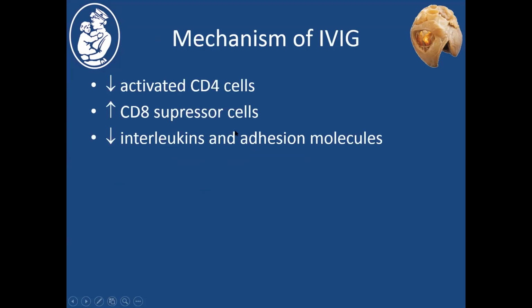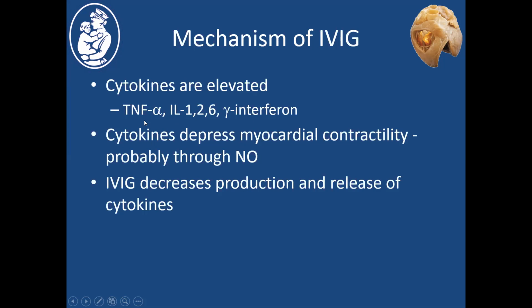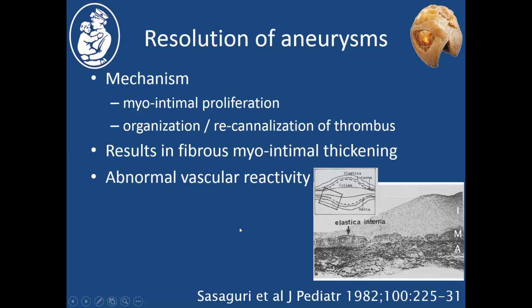to resolve. We don't really understand the mechanism of IVIG, but it certainly can decrease activated lymphocytes, increase suppressor cells, and decrease interleukins, adhesion molecules, and other cytokines, particularly things like TNF alpha. Gamma interferon can be reduced by infusion of IVIG. These things also seem to be related to the myocarditis and the diminished ventricular function that we see in some of these. And IVIG also decreases the production and release of other cytokines.